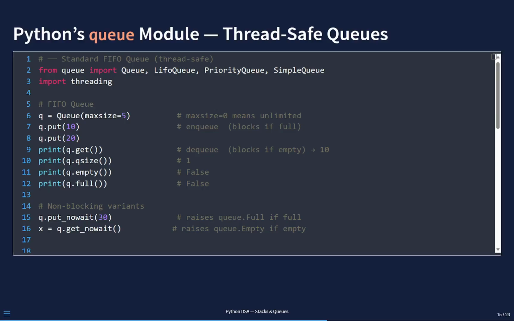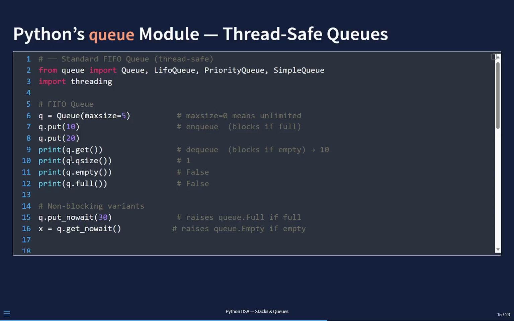Click. Queue usage. Put to enqueue. By default, it blocks if the queue is full until space is available. Get to dequeue blocks if the queue is empty until something arrives. put_nowait and get_nowait are non-blocking variants that raise exceptions immediately instead of blocking.